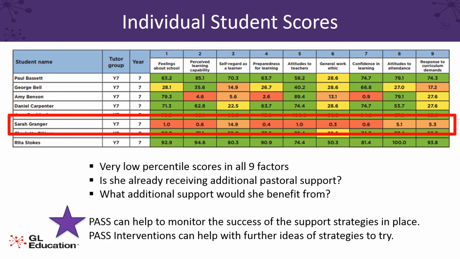For students with very low scores across all of the factors, PASS can not only help you to identify them, but also to monitor the success of the support strategies that you put in place. We recommend that there's at least 12 weeks between PASS sittings. PASS interventions will also help with further ideas of strategies to try with individuals.